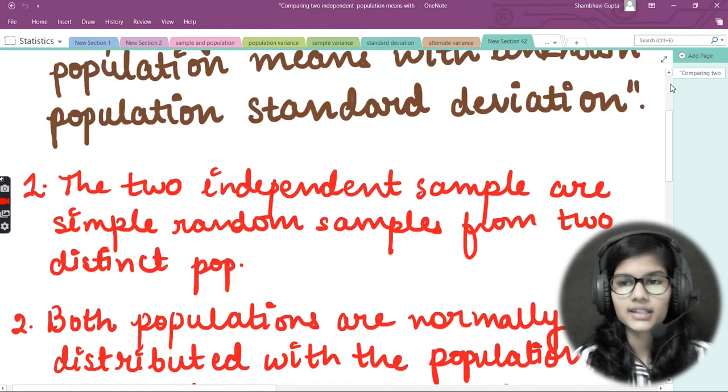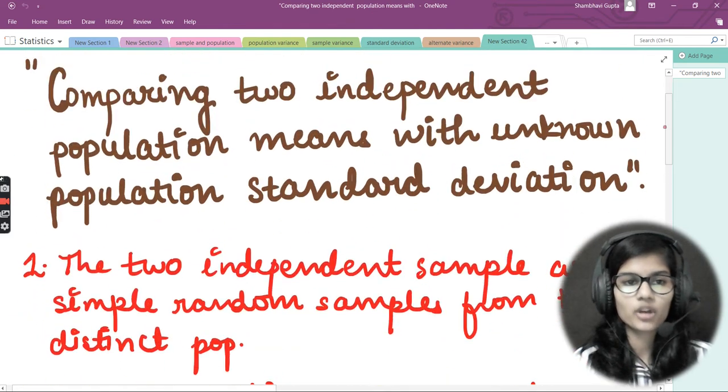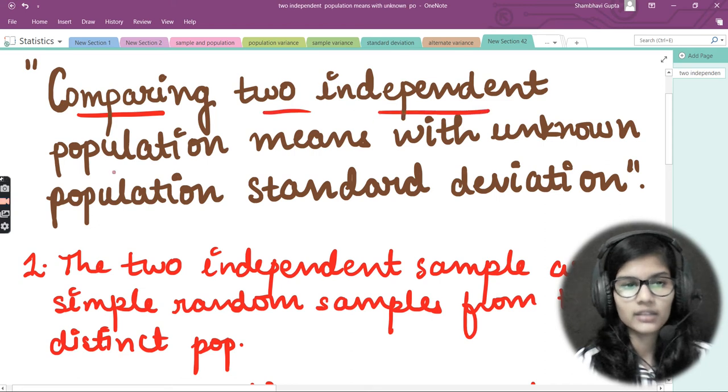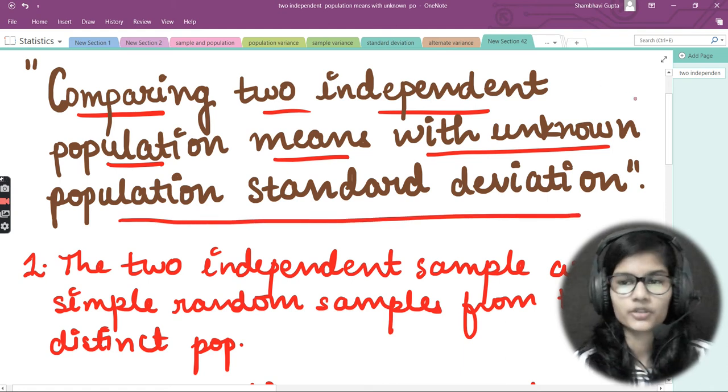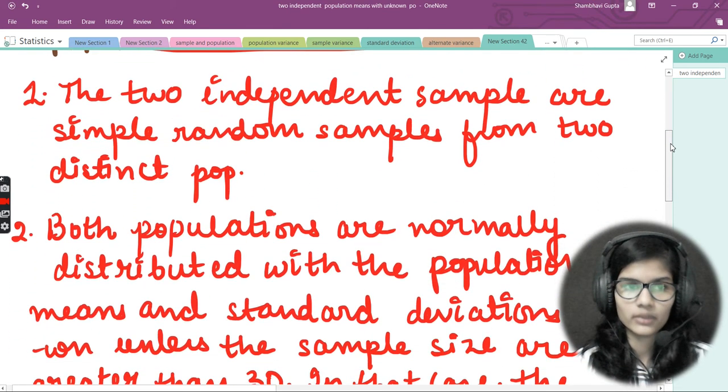So in the previous statistics video, we had seen the topic which was comparing two independent population means with the unknown population standard deviation, right? This was the topic which we had seen in the previous video. Now today we'll be continuing this topic, but before doing that, let me give you an overview so that you can correlate from the previous video whatever we had studied, right?